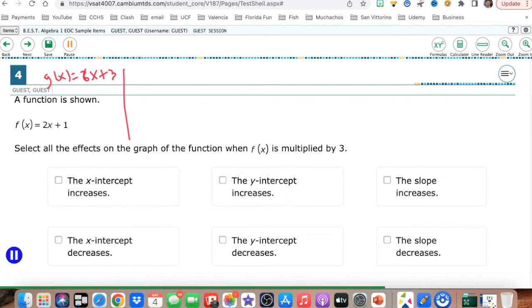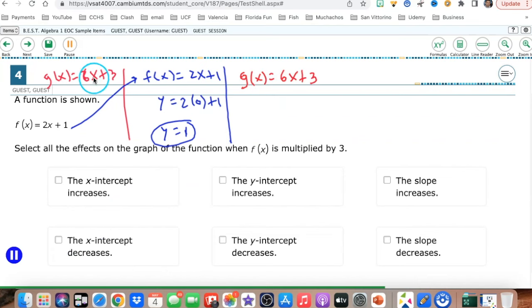Let's find out about the y-intercept. Let's do the original one. So I have f of x. If I'm looking for the y-intercept, I make my x 0. So let's call this y, and this is going to be 2 times 0 plus 1. 2 times 0 is 0, plus 1 is 1. So this is your y-intercept for the original function.